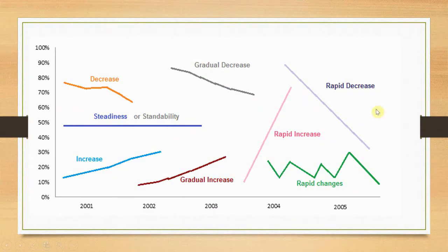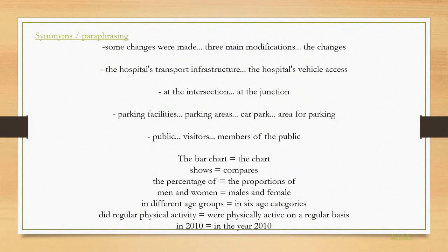Here are the words for changes that you can use: decrease, increase, but you can also use gradual increase, gradual decrease, or rapid increase, rapid decrease, or just say rapid changes if it fluctuated. If it is steady, just use steady.